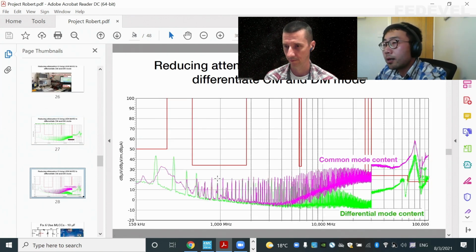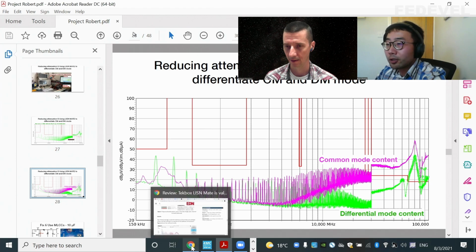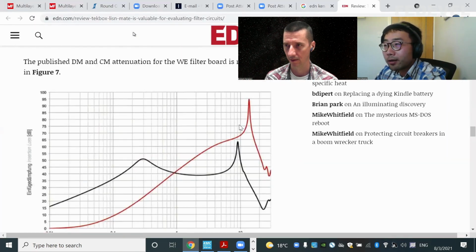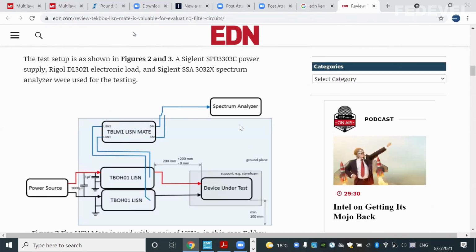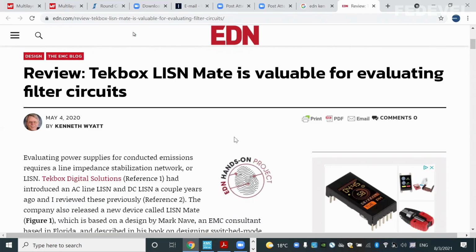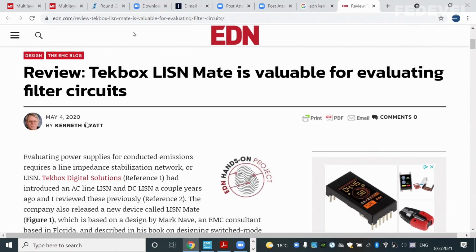Now I'm using that Listen Mate module, which can differentiate the common mode. This is nice. I didn't know you can separate this. Yes, you can. For more information, Ken Wyatt, who is quite famous in the EMC world, wrote an article about this module, so if anybody is interested, you can have a look at how it works.